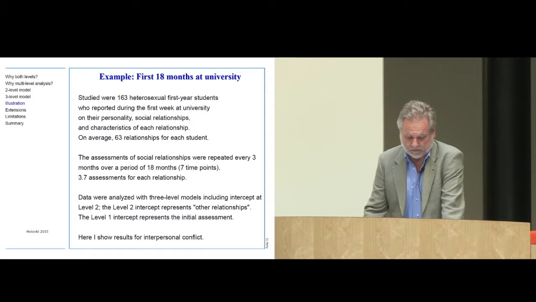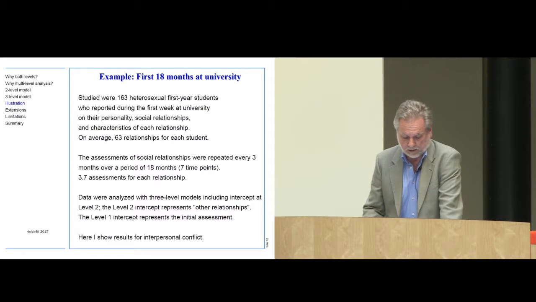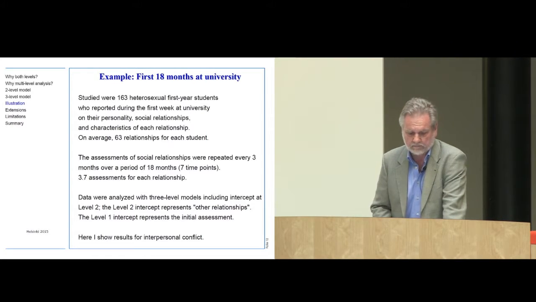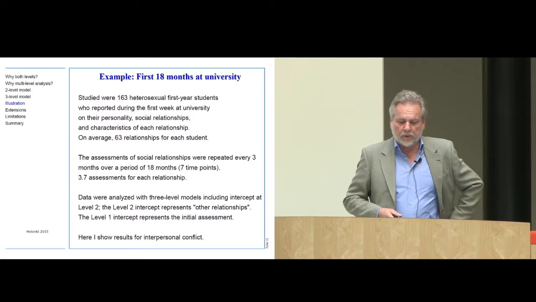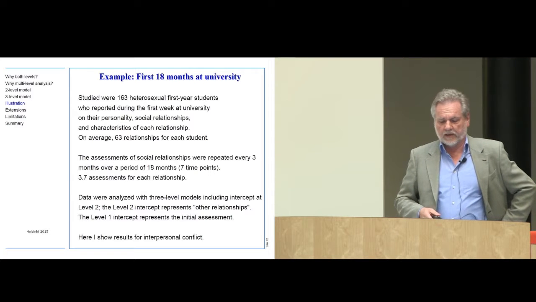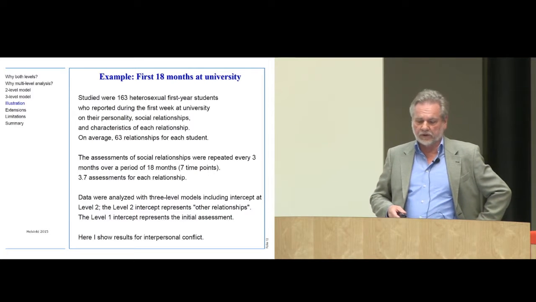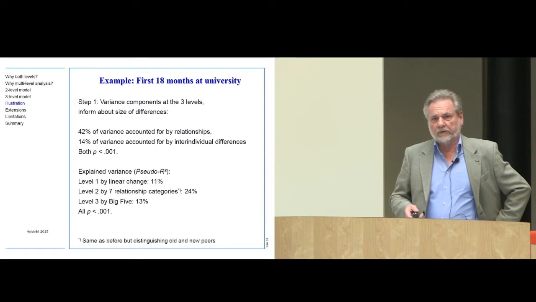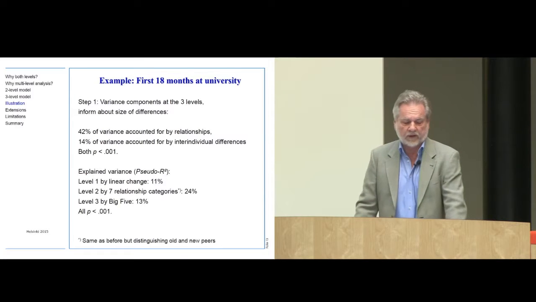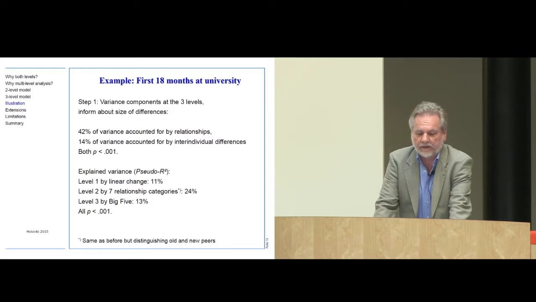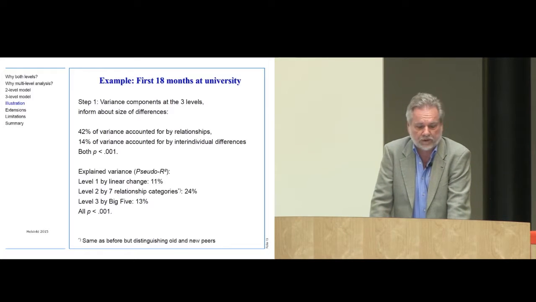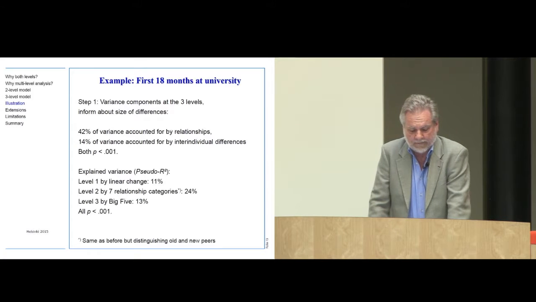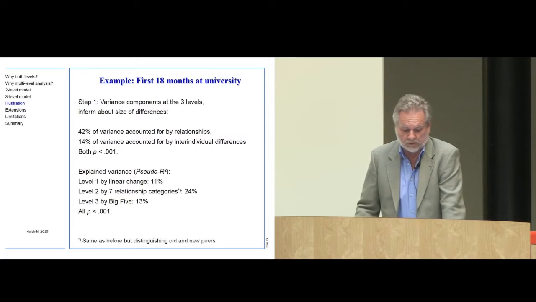Now the data were analyzed with a 3-level model. And the first thing you do is look at the variance components at the 3 levels because they inform about the size of the differences. If you do this in this case, you see that 42% of the variance is accounted for by relationships, 14% by inter-individual differences. Both are highly significant, so it's important to include both levels.